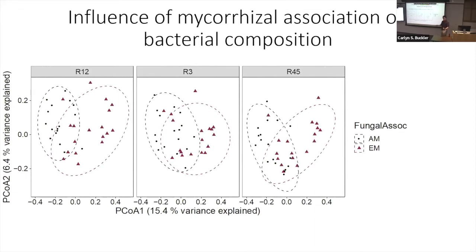I mentioned that we had picked half AM and half EM associating trees. And so I'm just going to very briefly talk about that pattern too, because people love mycorrhizal fungi. And so for each of our fine roots, so absorptive, intermediary, and transportive, we do see distinct clustering for AM and EM associating trees. So this is a broad pattern that we're seeing as well. The black dots here are arbuscular associating trees, and the purple triangles here are ectomycorrhizal associating trees.